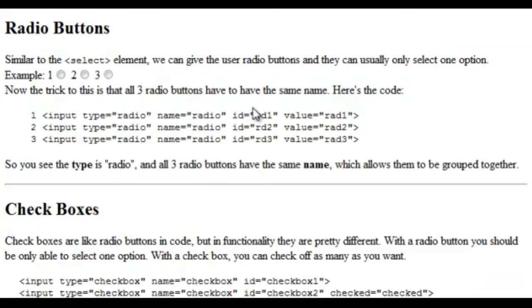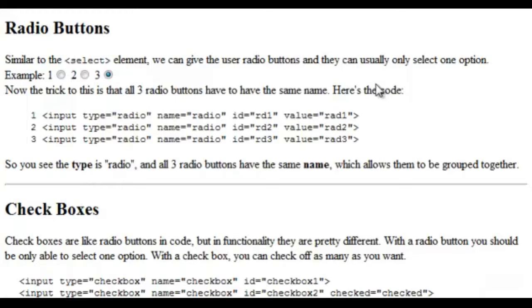Radio buttons. They're very similar to the select element. We can give the user radio buttons, and they can usually only select one option. For example, if I click 1, 2, or 3, I'm only allowed to click one of them at a time. Now, the trick to this is that all 3 radio buttons have the same name. And again, name is important.